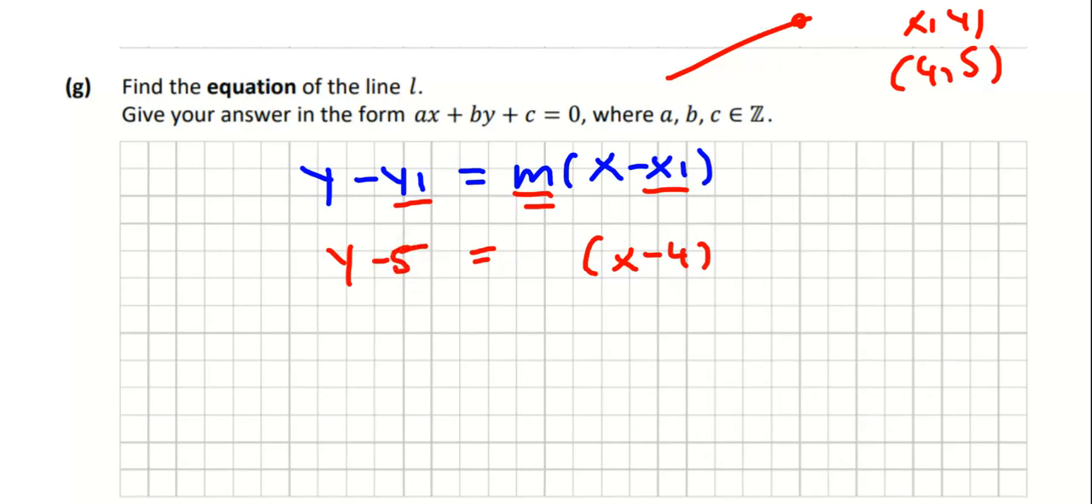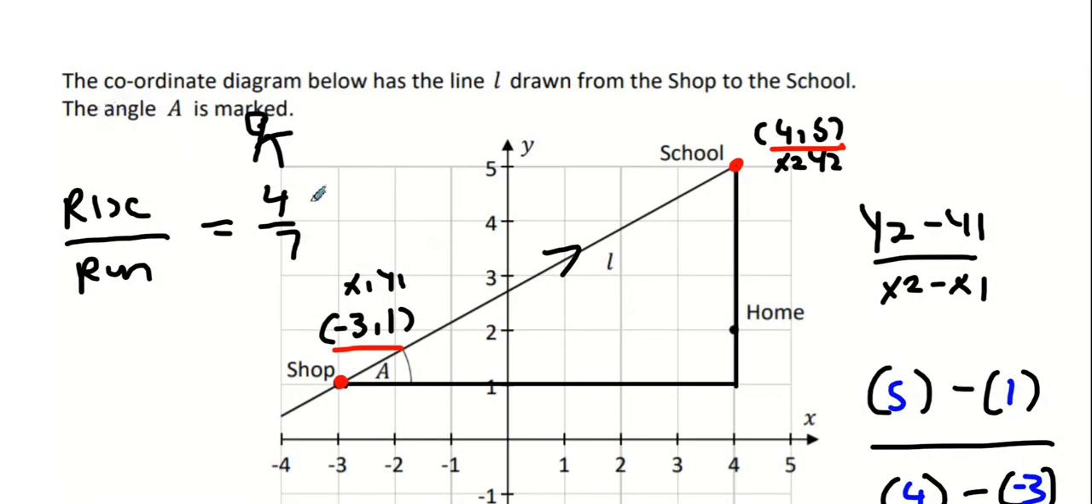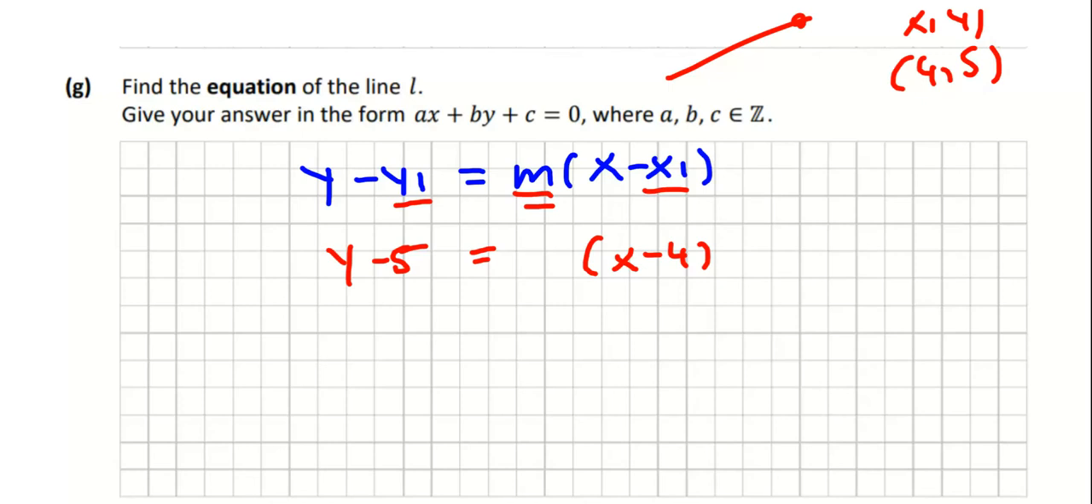Now lads, you also need to get the slope of this line, alright? And we already found the slope to be 4 over 7. Therefore the m value is 4 over 7. Okay? So because you know that's 4 over 7, okay, 4 over 7 goes here. Okay, then we can see the denominator on the bottom. You need to multiply that by the y minus 5.